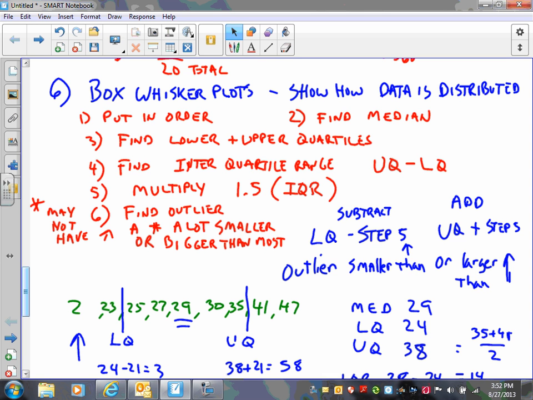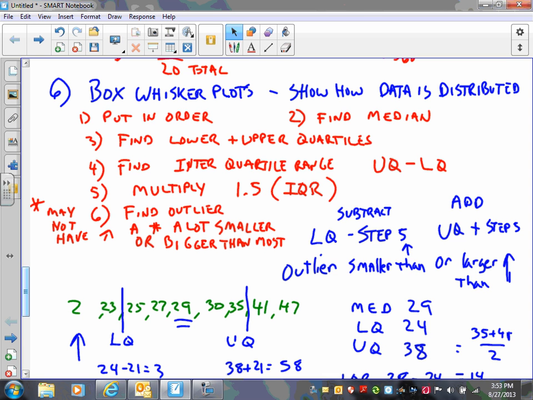A box and whisker plot is a type of graph that shows how the data is distributed over a number line. So the first thing you got to do is put them in order from least to greatest, and you have to find the median, and you have to find the lower and upper quartiles. Remember, once you find the median, you cover up the top half, and you look for the median of the bottom half, because a quartile is a quarter. To find the upper quartile, you cover the bottom half, and you look for the median of the upper half.